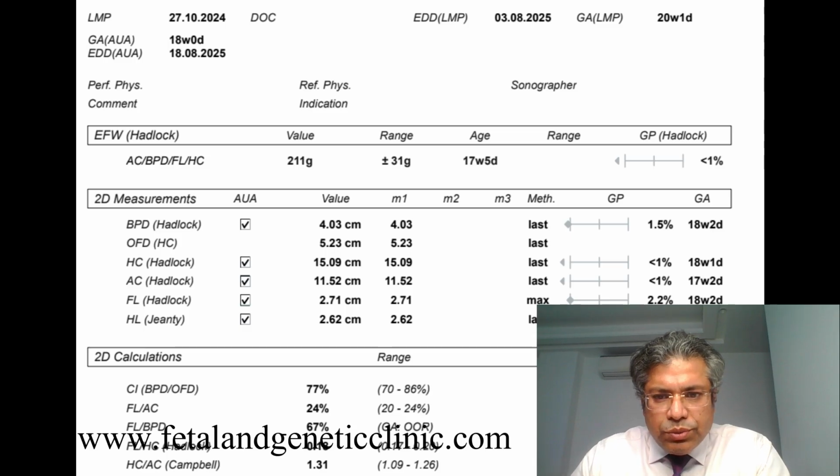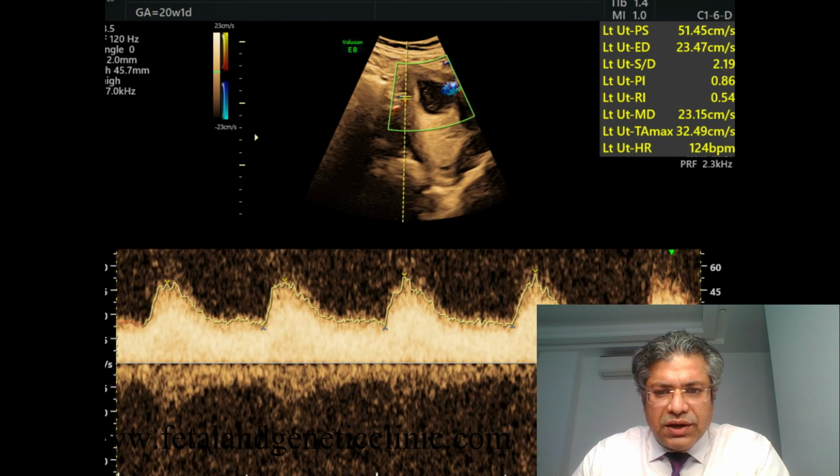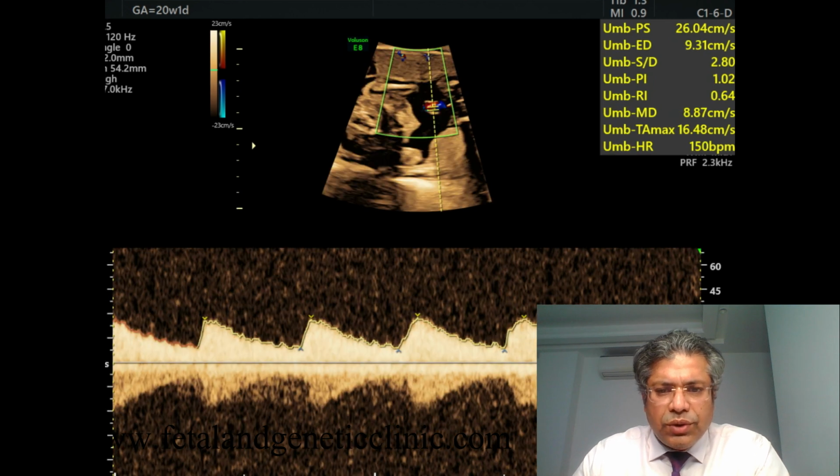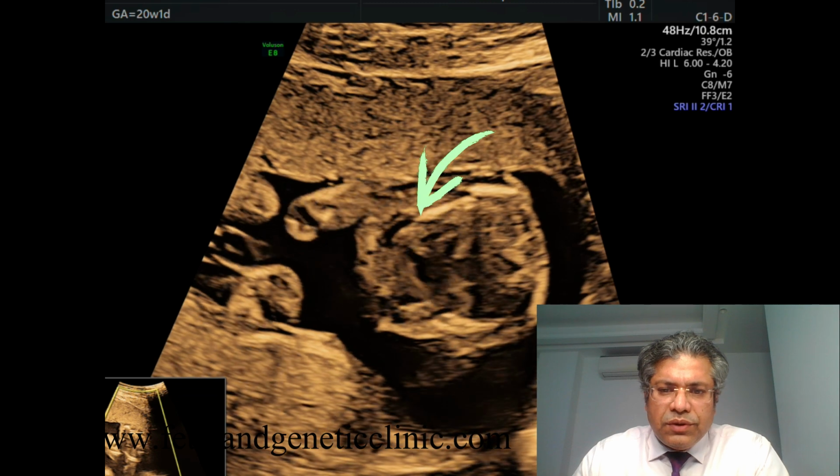Look here, the baby should be 20 weeks, but the baby turns out to be only 18, right? And the uterine arteries are normal, both on the right-hand side as well as on the left, right? Then we looked at the umbilical artery flows, and the umbilical artery flows are absolutely normal, even though the baby is showing a growth lag of 2 weeks, right?